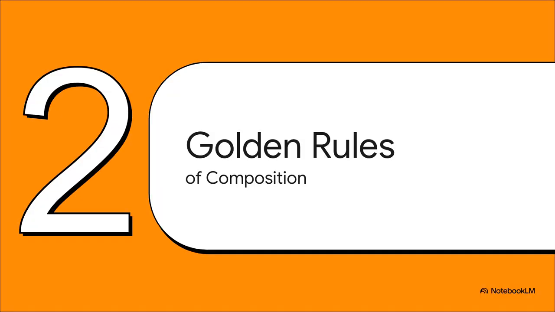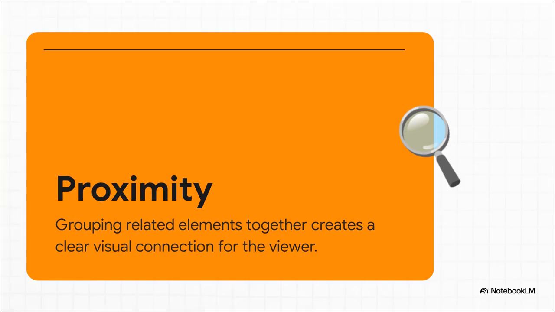Okay, so we've got our blueprint, but now, how do we arrange all the things inside that blueprint? Well, that's where the golden rules of composition come into play. These are the principles that create harmony, clarity, and that all-important impact. First up is proximity. And this one is so simple, but it is so powerful. By putting related items close to each other, you create an instant visual connection.